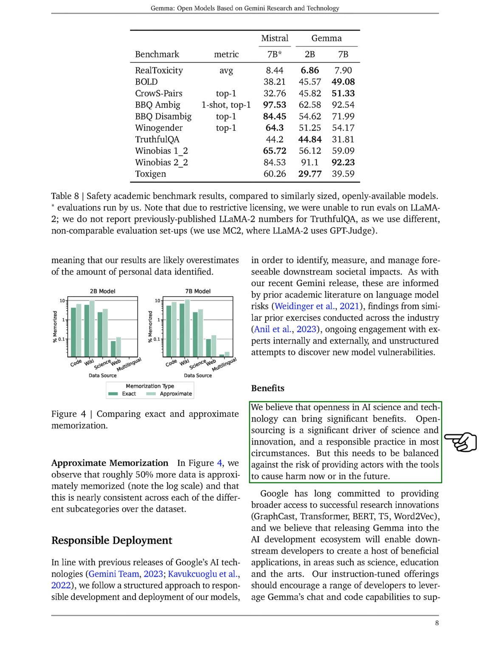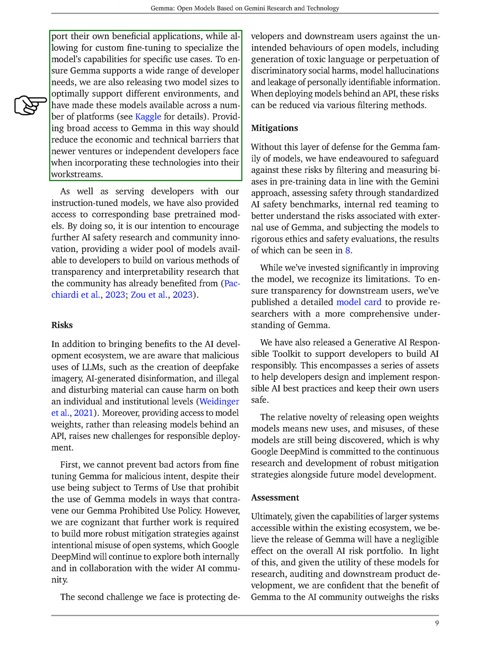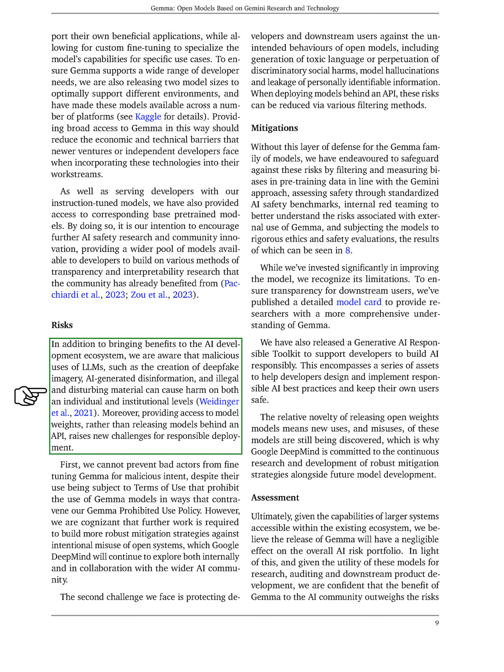We believe that openness in AI science can bring significant benefits, but we also acknowledge the risks of potential misuse. By releasing Gemma into the AI development ecosystem, we aim to enable developers to create beneficial applications in various fields. We have provided different model sizes and made them available on multiple platforms to support a wide range of developer needs. While there are benefits to releasing Gemma, we are aware of the risks associated with malicious uses of large language models, LLMs, such as deepfake imagery and dissemination of harmful content.